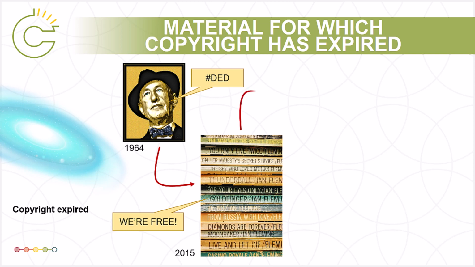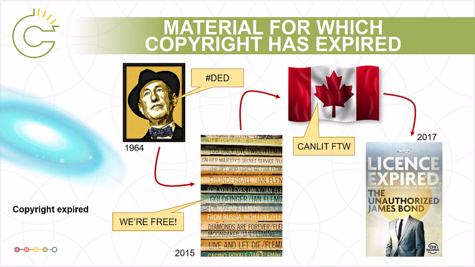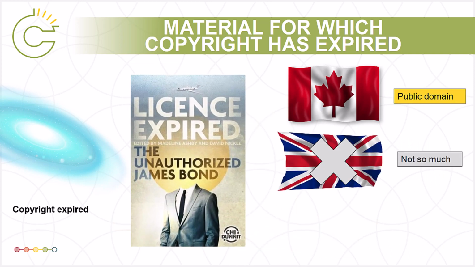Authors from across Canada wrote a collection of short stories featuring the James Bond character. These were published in 2017 under the title License Expired: The Unauthorized James Bond. Because Fleming's work had entered the public domain, publishing the book in Canada required no permission from Fleming's estate. Permission would have been required had it been published in countries with a longer copyright term, which includes the United Kingdom and the United States.